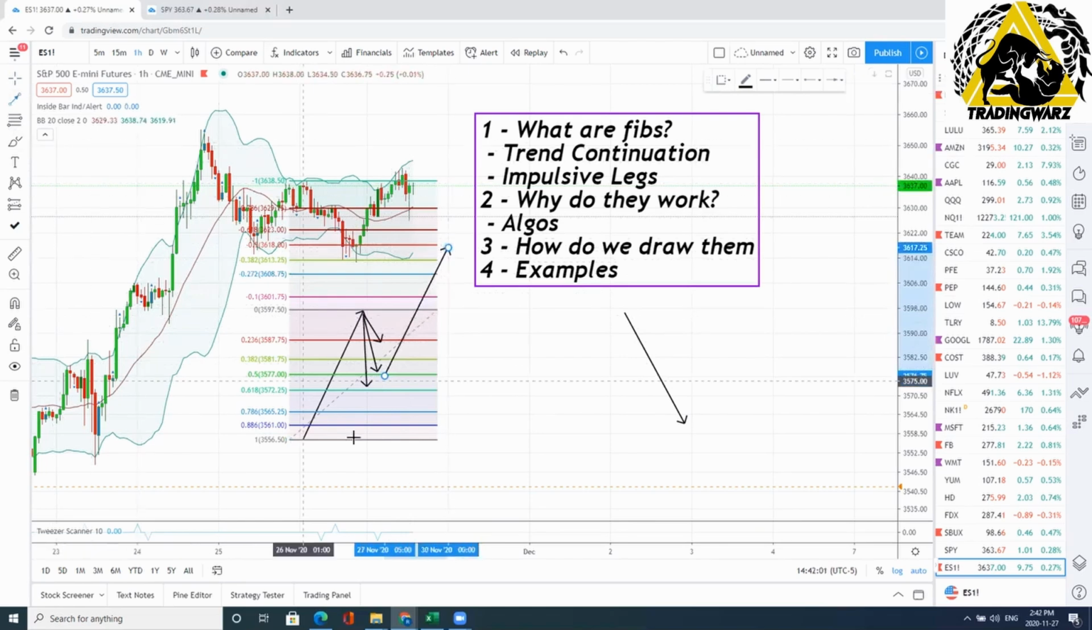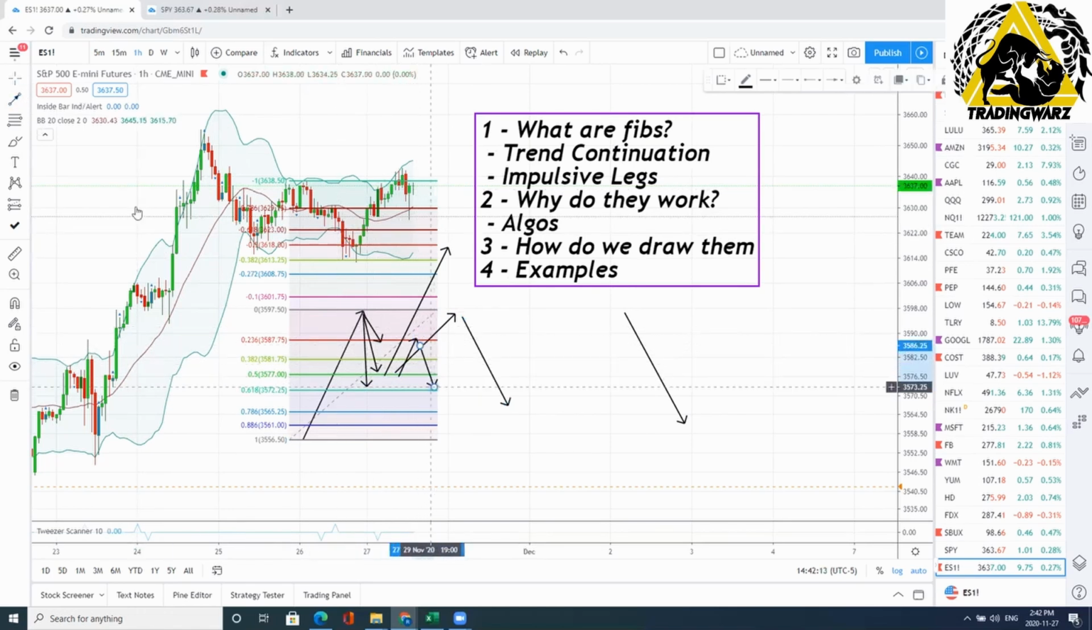Or we could see a pullback to the 50, a trade back here to the previous high and a double top failure. Or we could see a pullback to the 236 and then a drop even lower and then another bounce like this. So there are different iterations of how the fib can play out. But the main point is these areas are good areas to look for bounces. So that's how we look at it from the long side.